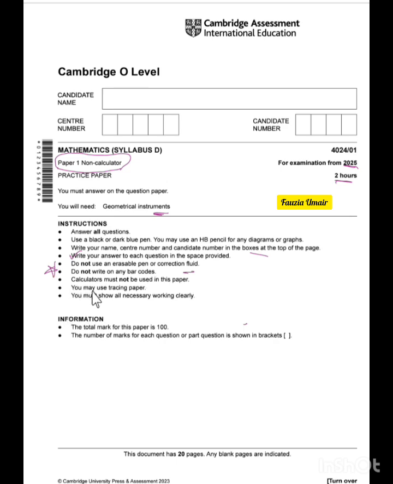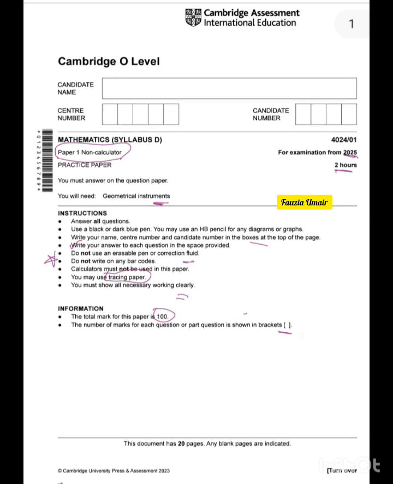Calculators must not be used. You may use tracing paper. Tracing paper is used in transformation, as you already know, but some students use trace paper and some do not, so it is explicitly written on the paper. If you want to use trace paper, you need to ask the examiner to provide you with it. Working should be clear. Total marks are 100 and marks for each part are written in the brackets. So let's start solving the paper.